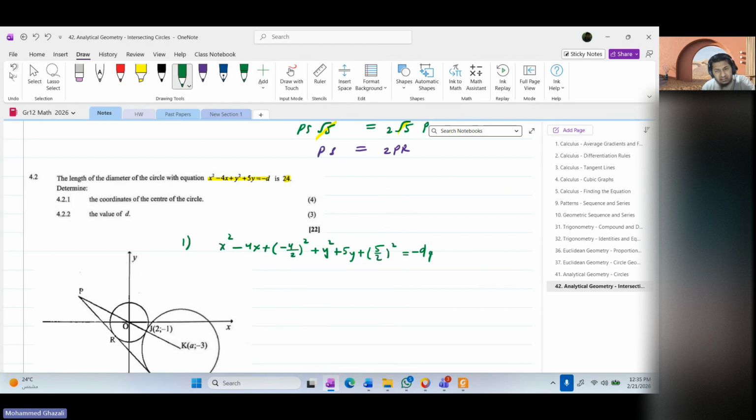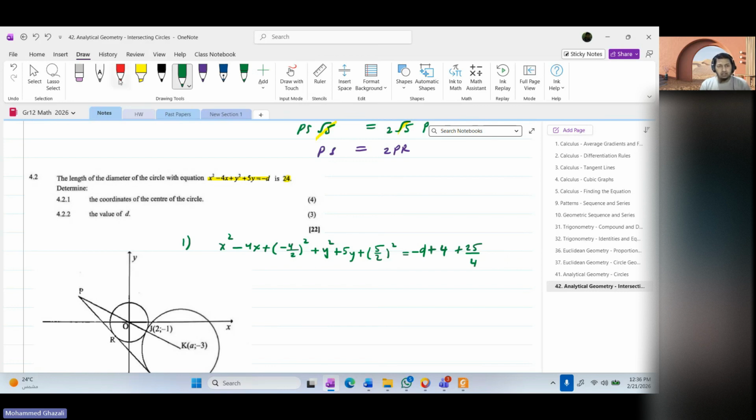Now remember, instead of writing that whole thing squared on the other side, I'm just going to say plus 4 plus 25 over 4, minus d. By the way, this is an independent question, got nothing to do with this diagram. Minus d, did I do this right? Minus 4 divided by 2 is minus 2 squared is 4, and 25 over 4.